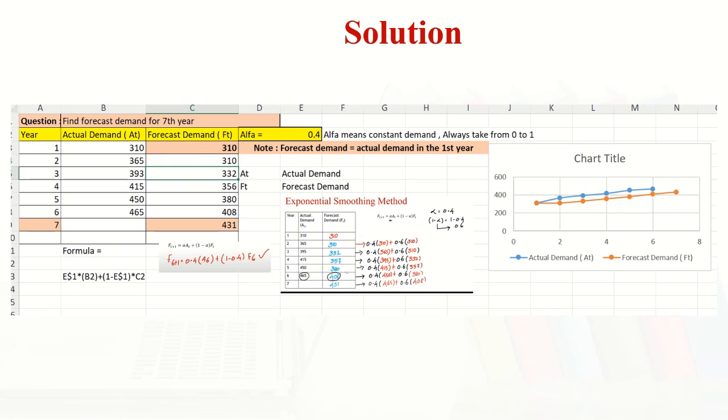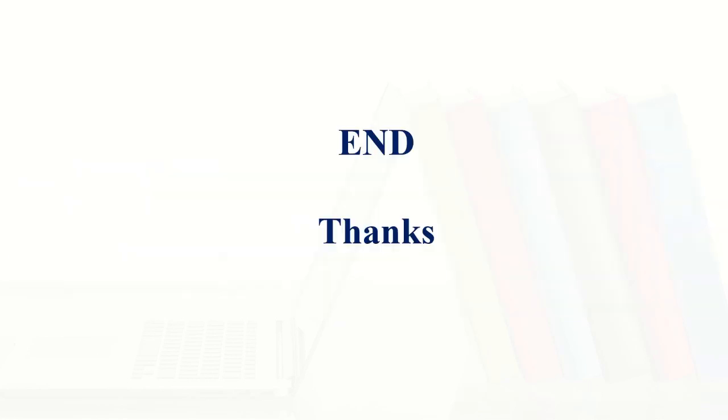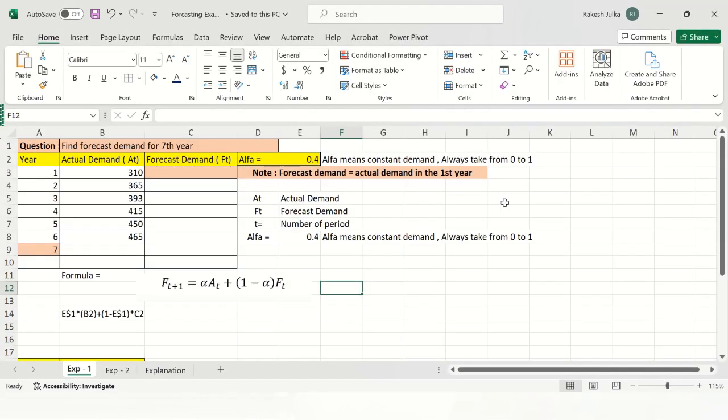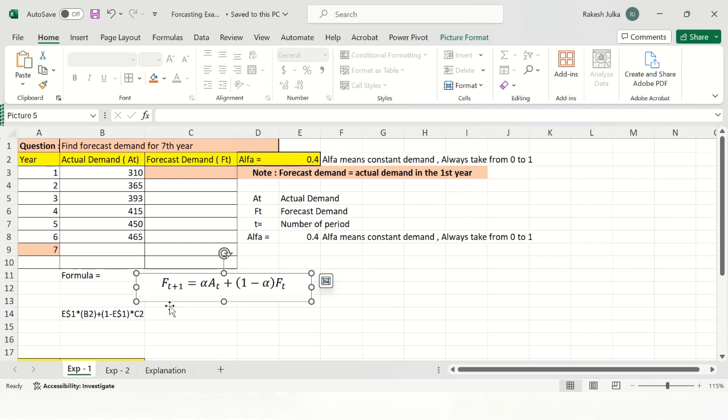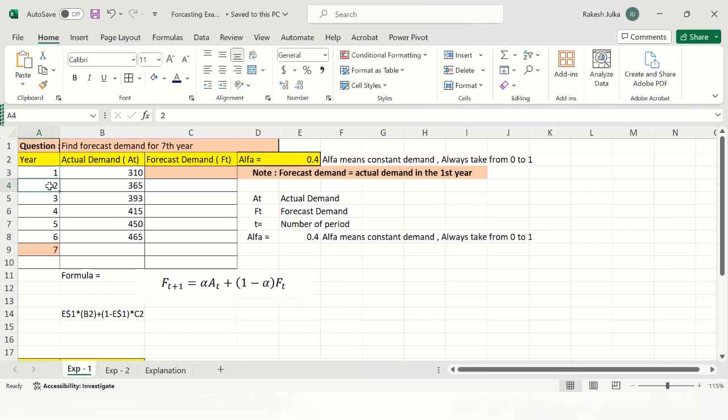I'm just going to make it clear with the help of one example. All right, so look at this. We just jump to Microsoft Excel, and now the question is how to find the forecast demand for the 7th year, for example. So in this case, if I want to calculate the forecast demand for t plus 1, let's say t plus 1, where t is the time. So here the time is 1 plus 1 for the second year. To calculate it, I need to use this formula, right?